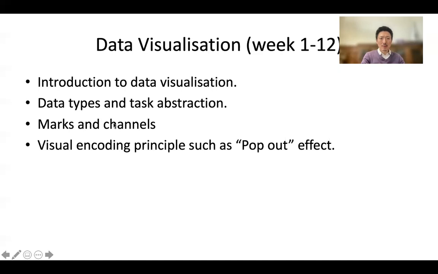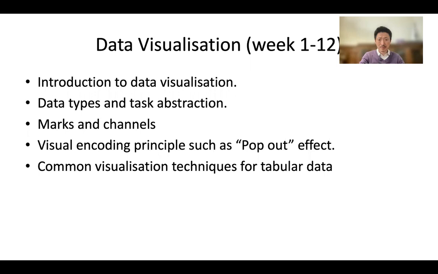And we will talk about some visual encoding principles. One of the ways to make a visualization effective is to design it to follow the way we see things. We as humans evolved over the years to adapt to survive, which leads to certain things we are good at looking at. For example, pop-out effects: if something is different from the rest, it will be very quickly spotted by us. We want to take advantage of those when we design the visualization.